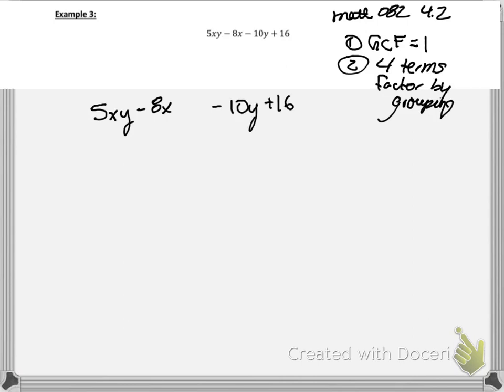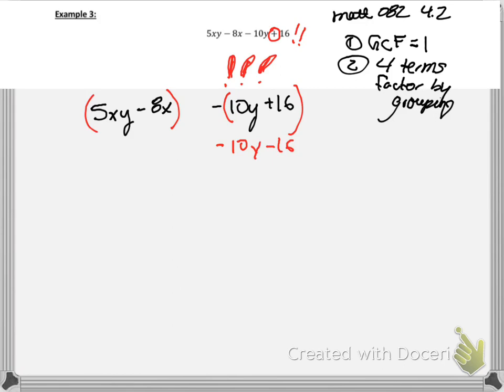Here's the thing. Usually I just throw down some parentheses right here, and I leave the sign in between. The problem is I cannot do this here. If I do this, what this is really saying is that I have minus 10y minus 16. That's what it means if I redistributed it. But I don't have a minus 16, I have a plus 16.